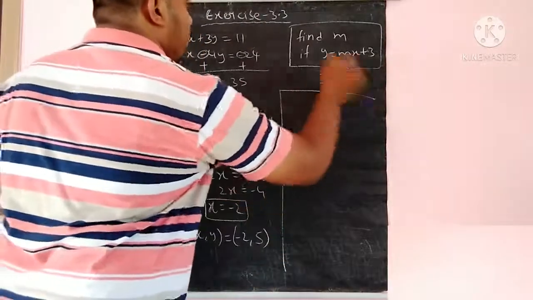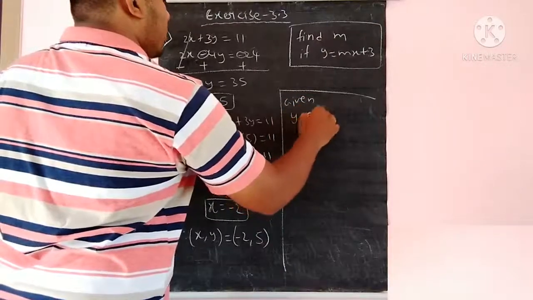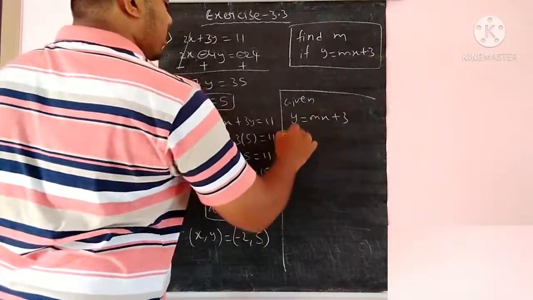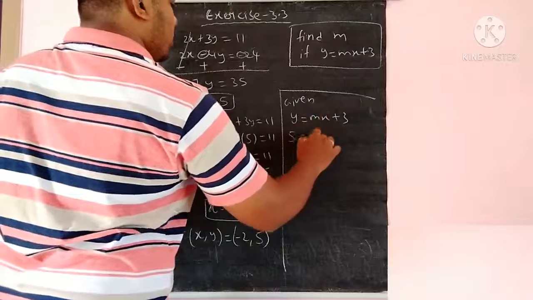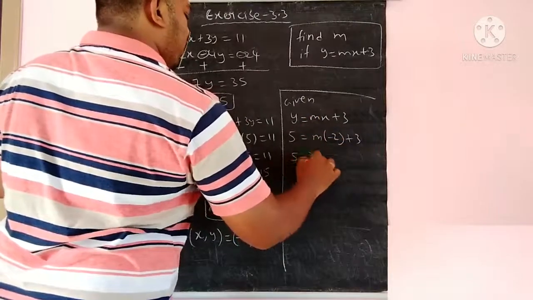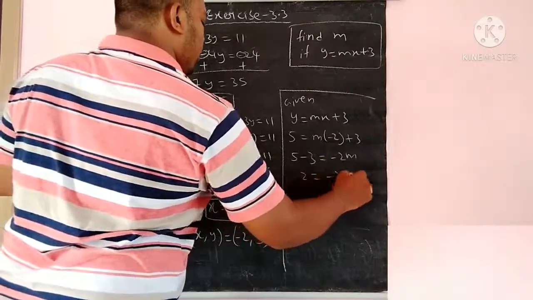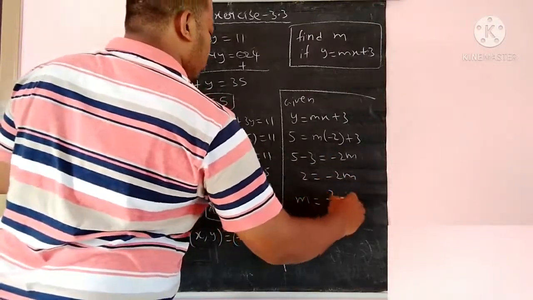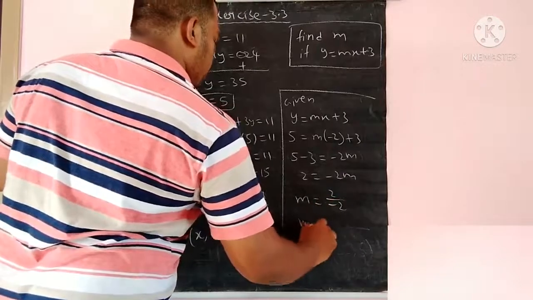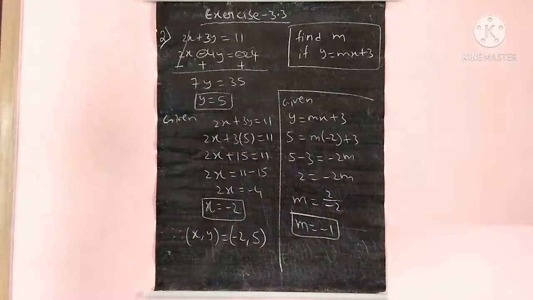Now we need to find the value of m. Given y equals mx plus 3. So 5 equals m into minus 2 plus 3. 5 minus 3 equals minus 2m. 2 equals minus 2m. So m equals 2 by minus 2. m equals minus 1. So this is the value of m.